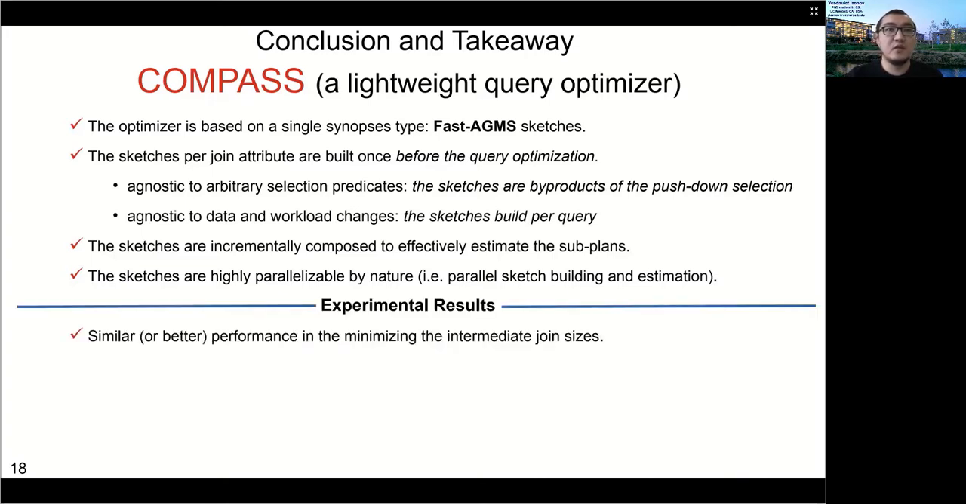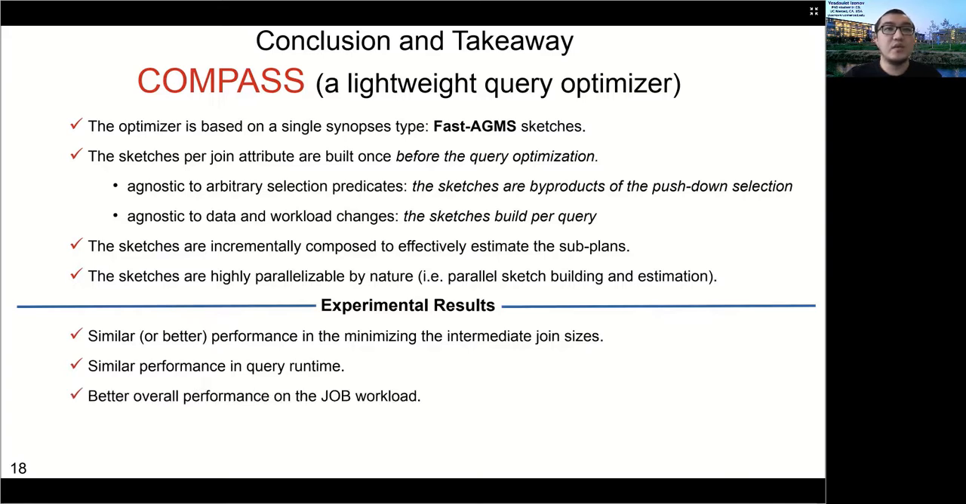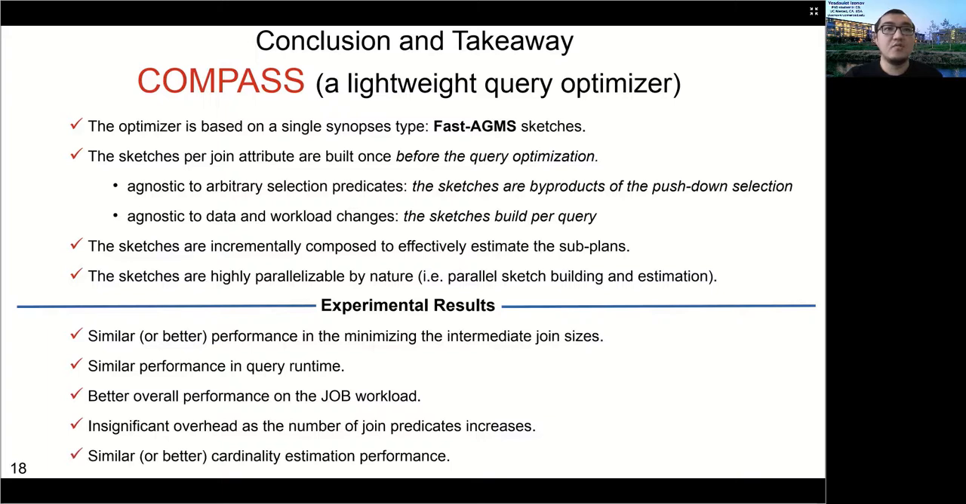From the practical evaluation, we evaluated the following. Compass shows better cardinality reduction in the chosen plans. Compass also shows comparatively decent execution times. And in the join order benchmark, Compass performs better in terms of overall runtime. And also, Compass incurs either relatively small overhead or provides better execution plans with small execution costs. In terms of cardinality estimation accuracy, Compass provides similar results as the state-of-the-art query estimation methods.